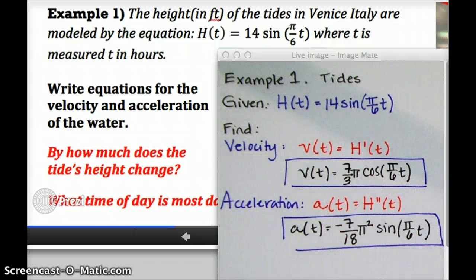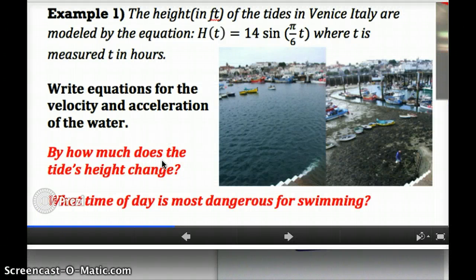So that seems pretty easy. Unfortunately, the truth is we don't walk around asking what's the velocity of that thing, what's the acceleration of that thing. In reality, we ask questions like, by how much is the tide's height going to change? I need to know. I want to go swimming. How deep is the water going to be? Or what time of day is most dangerous for swimming?